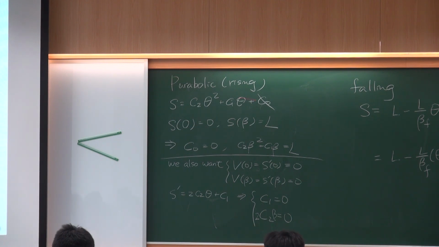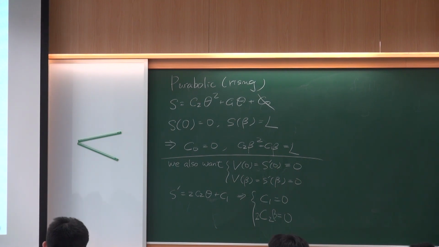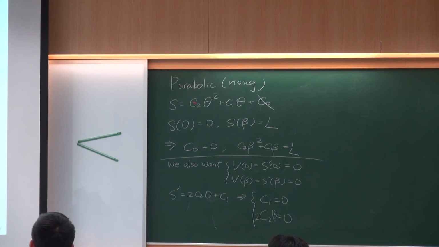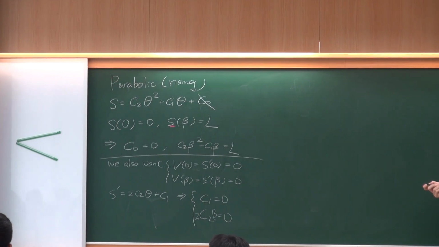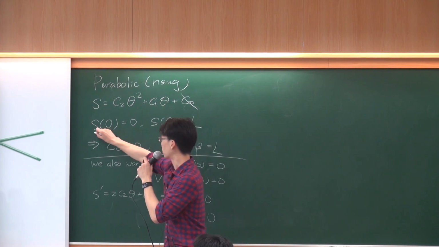So we need to modify this one. This curve is not a pure parabolic motion. It's not a pure parabolic curve. We need to modify this a little bit. Because right now, based on these four conditions, we find we cannot use a single parabolic curve to satisfy all these four conditions.